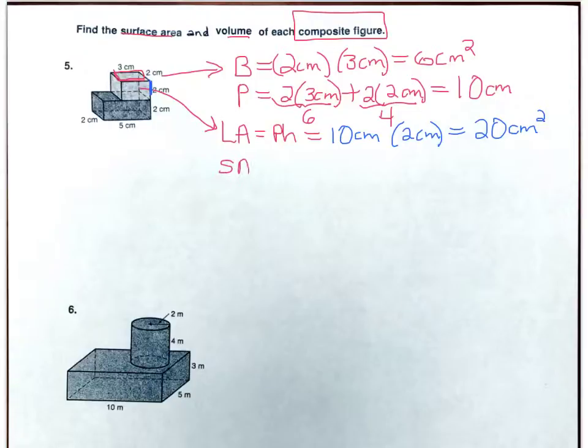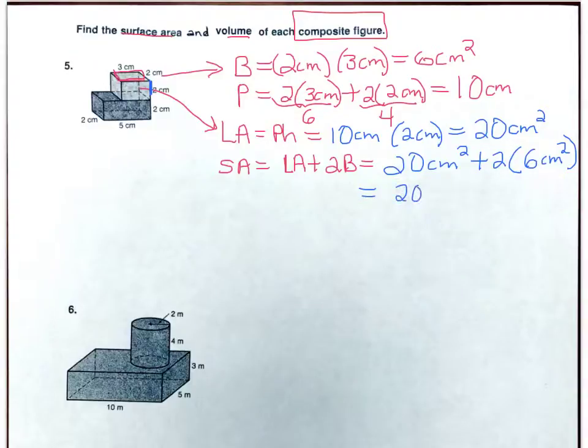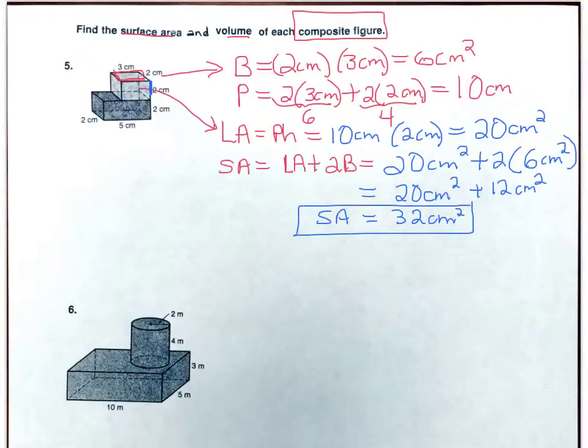Now, the surface area. Surface area is just adding lateral area plus the area of the two bases. With the lateral area, we got it already. That's 20 square centimeters. Now, plus the area of two bases. So it's 2 times the area of the base. That's the first step that we have, which is 6 square centimeters. We'll simplify that. So it's 20 square centimeters plus 12 square centimeters. So surface area is 32 square centimeters. Okay, so that's the area for the first one.